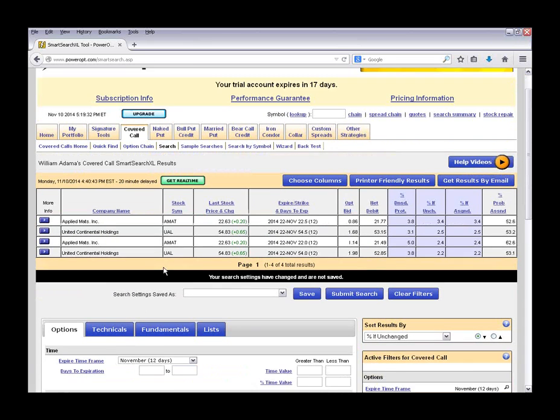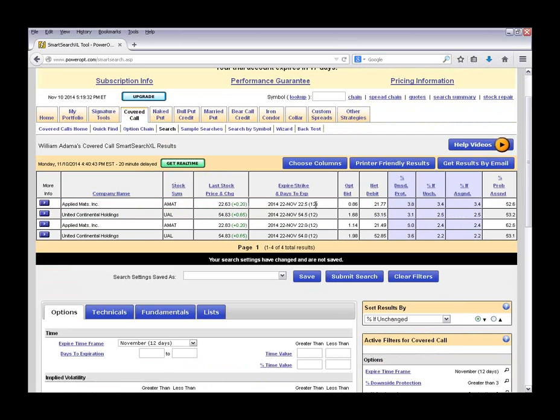Okay, well, this brought in a very tight list. I'm sorry, we only have 12 days remaining to November expiration. We have 2 covered calls, the at-the-money and slightly in-the-money covered call for AMAT, Applied Materials, and the same for UAL. They're both slightly in the money, the at-the-money and slightly in-the-money covered call with those 50-cent strike differences.